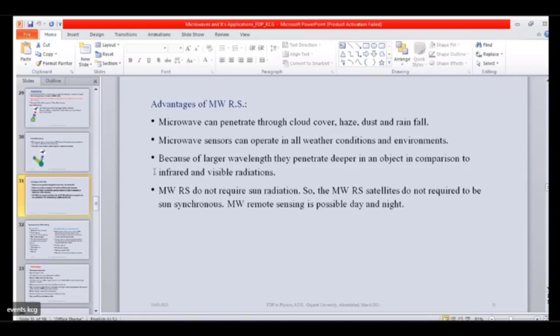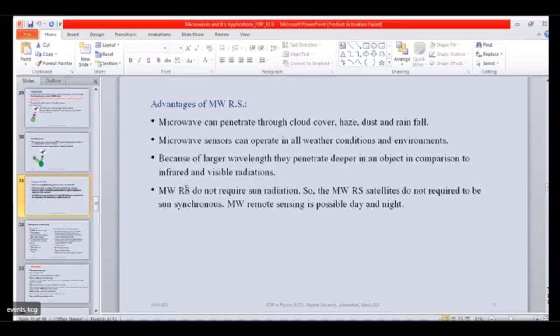You see, in remote sensing, infrared and visible radiations can also be used. Okay, but the penetrating power of the microwave is more. Microwave can go deeper in the surface of the earth, or the object that is to be sensed, right? It can penetrate deeper, so it can have more information or better information about the object.